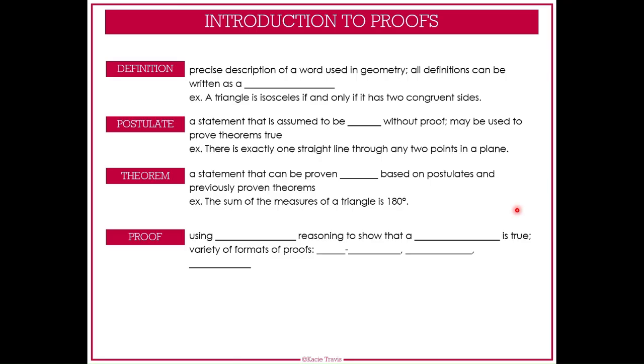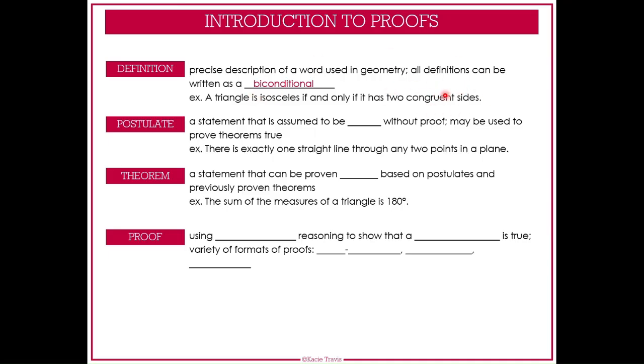A definition is a precise description of a word used in geometry. All definitions can be written as a biconditional. Now remember, biconditionals, that's when we have that if and only if clause in the sentence. So a triangle is isosceles if and only if it has two congruent sides. This links up these two very closely. That means that if you have one bit of information, you have this other bit because they are intrinsically linked like that.